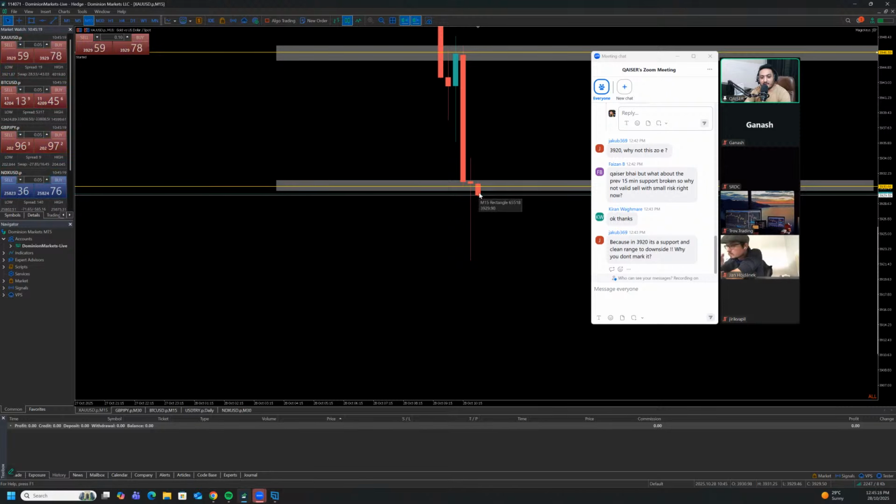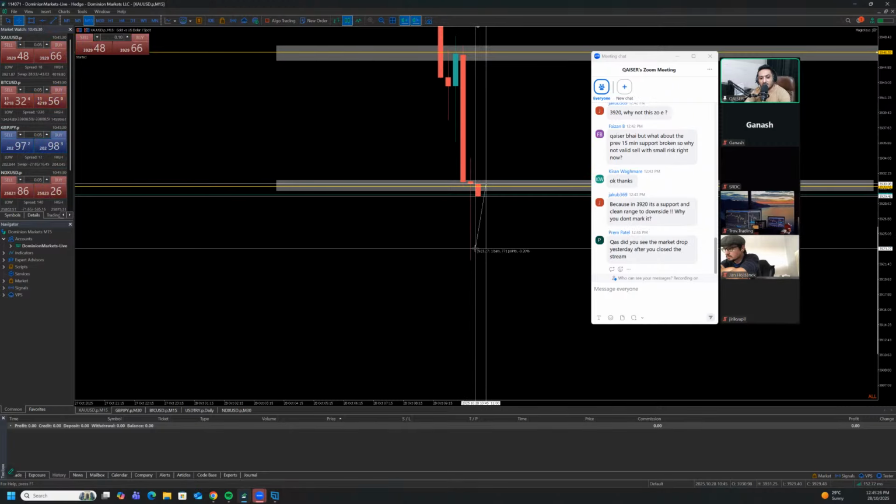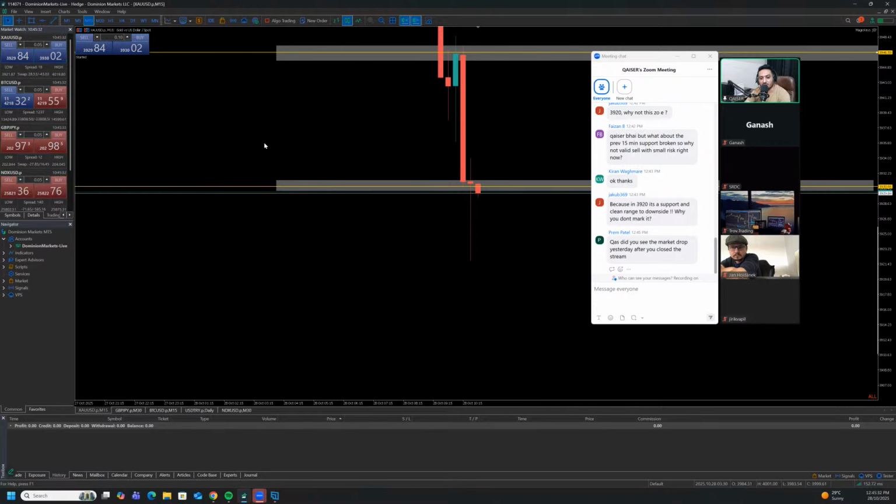And this candle, one more thing. This candle should not retrace more than 50% of the previous candle. If it retraces more than 50% of the previous candle, then no sells for me, to be honest.